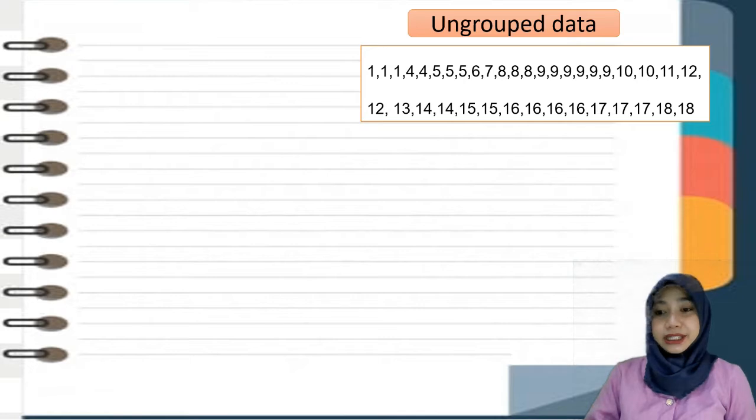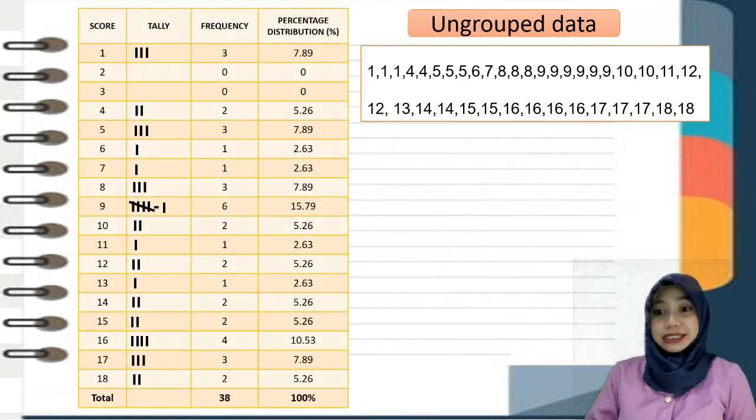With this given data, we can now construct the table. In constructing the table, the first column must be the score. So you have to write the score in increasing order. So we will start with 1, up to the highest score, which is 18. And the next column would be the tally.